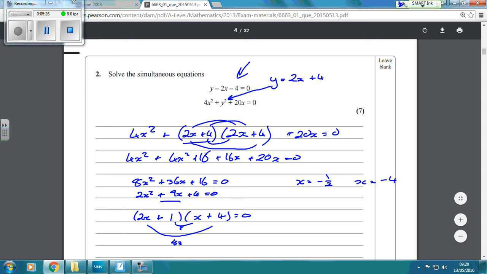And of course, with simultaneous equations, what you've then got to do is find out the corresponding values of y, and we substitute that back into this one up here. So 2 lots of minus a half is going to be minus 1, plus 4 is going to be 3. 2 lots of minus 4 is going to be minus 8, plus 4 is going to be minus 4.